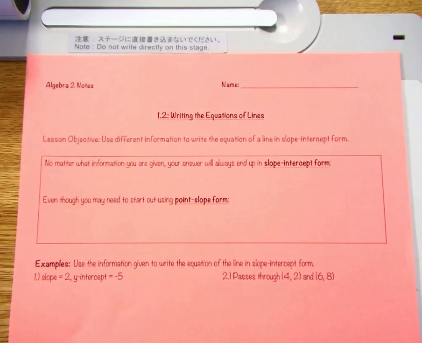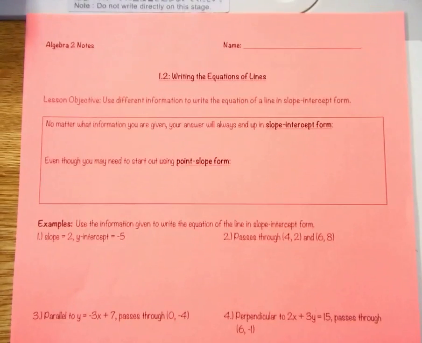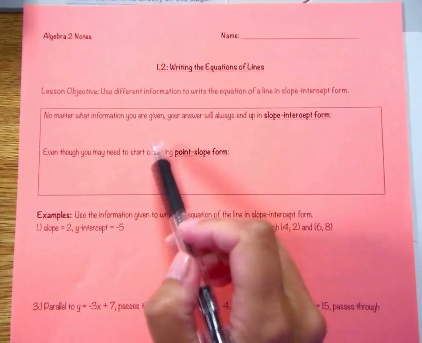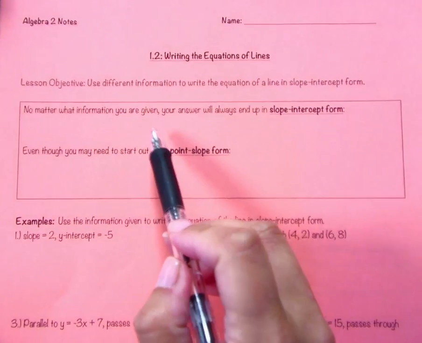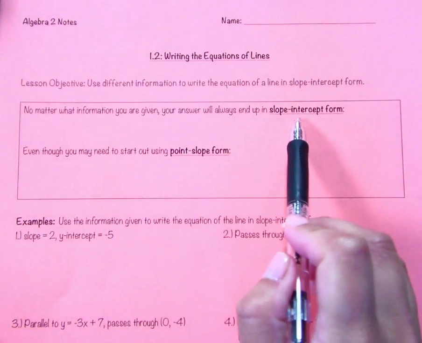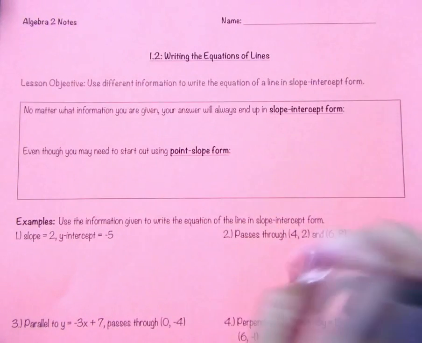Right, so on Monday we reviewed finding slope and graphing lines in standard form and in slope-intercept form. What we are going to start off reviewing today is using point-slope form to write the equation of a line. So what I want to start off reminding you is that no matter what information you are given, we will always ask for your answer to end up in slope-intercept form.